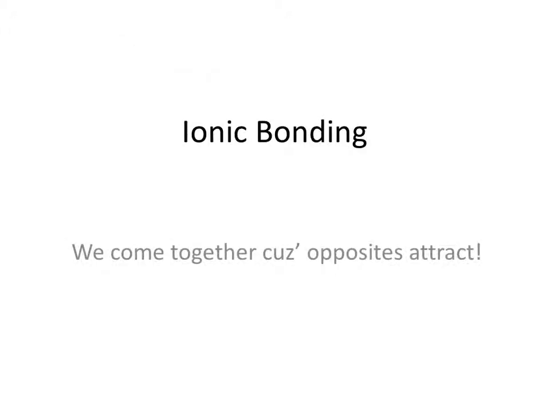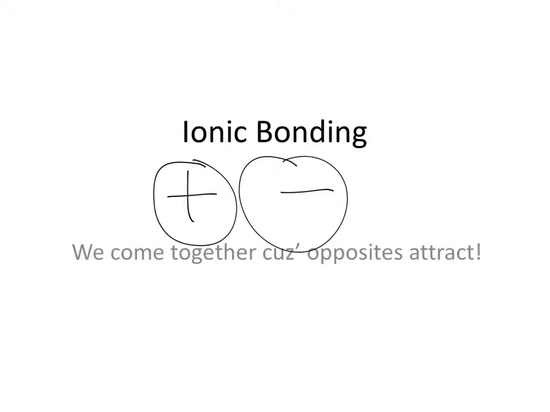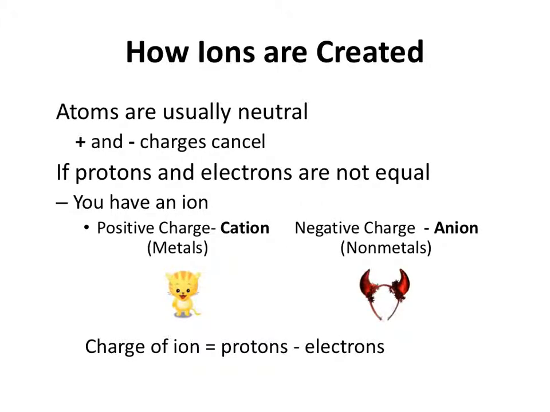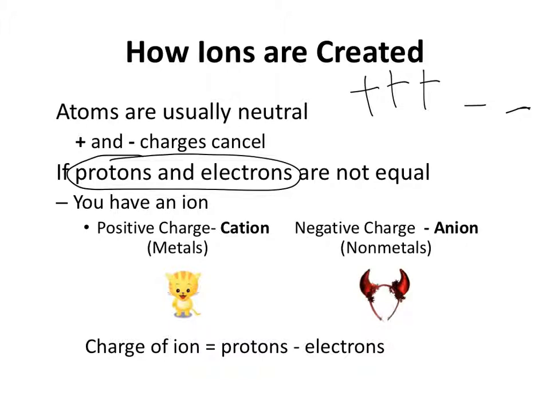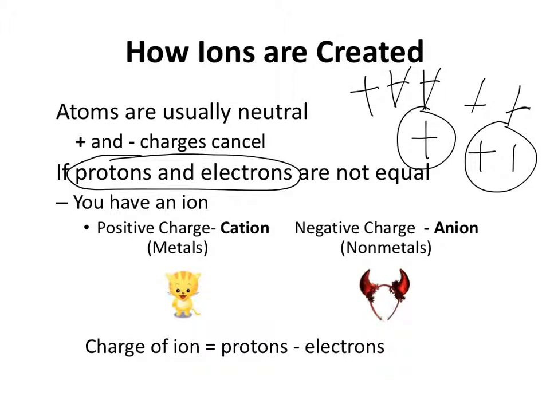Now, ionics are a bit different. With covalents, we're dealing with only nonmetals, but with ionics, you need metals in there because it's all about negative and positive charges attracting each other. In order to get an ion with a positive or negative charge, the number of protons and electrons must not be equal. If you have more protons than electrons, like 3 protons and only 2 negatively charged electrons, they'll cancel out, but there will still be 1 positive charge left. So that atom would have a +1 charge.